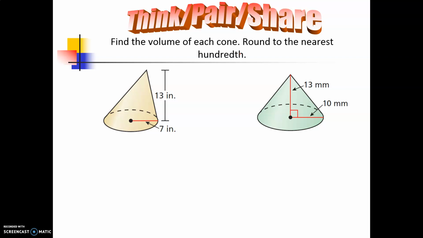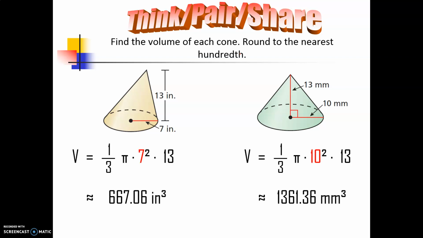All right, so here come the solutions for these two problems. Here we go. So here we have 1/3 pi r squared times 13, where the radius is 7, and that will give us 167.06 cubic inches. And here we have 1/3 pi times 10 squared times 13, and this gives us 1,361.36 cubic millimeters. That's our volume measurements for both problems.